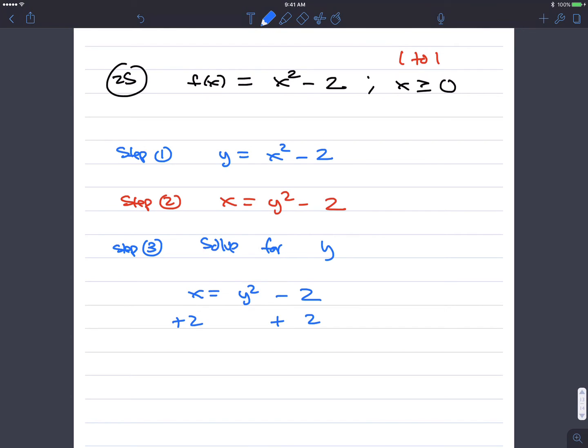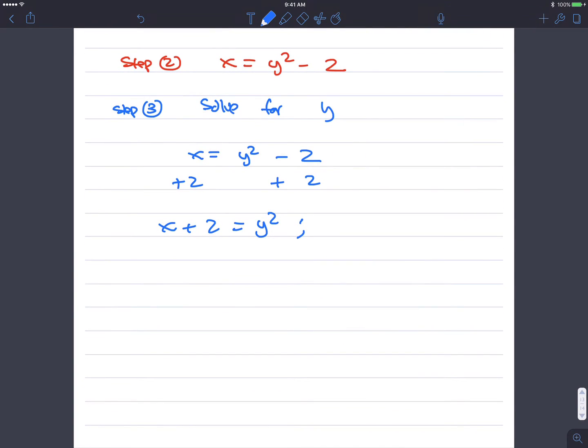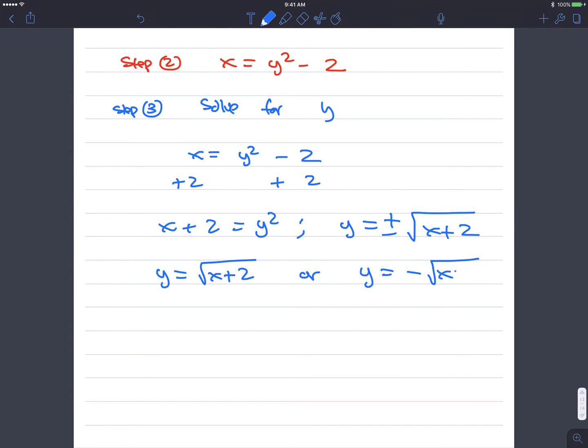Add 2. I get x plus 2 is y squared. Okay, I added 2 to both sides. Now what do we do? y will be plus or minus square root of x plus 2. So I get two things. Positive square root of x plus 2. Negative square root of x plus 2. That's an or. Which one do we throw out? Why do you throw out that negative?